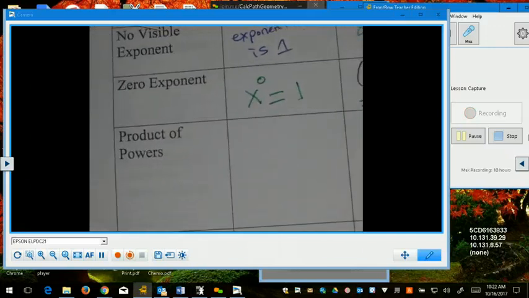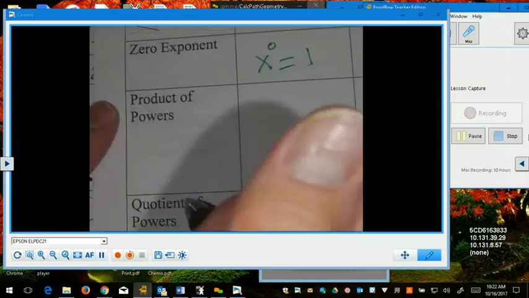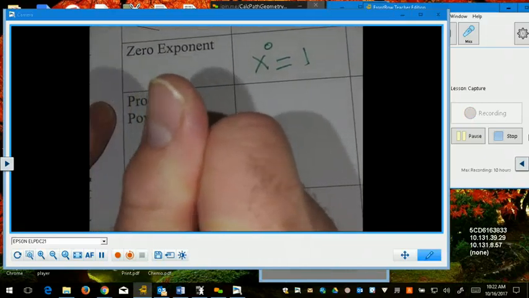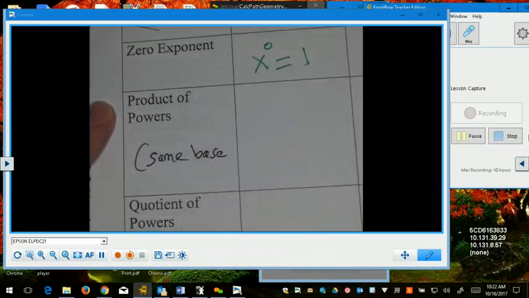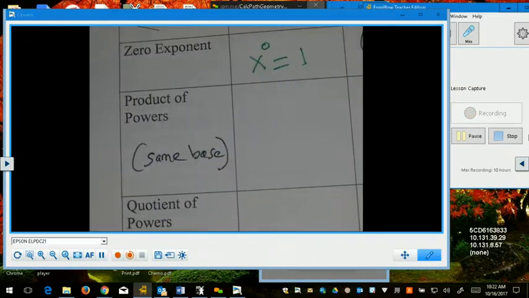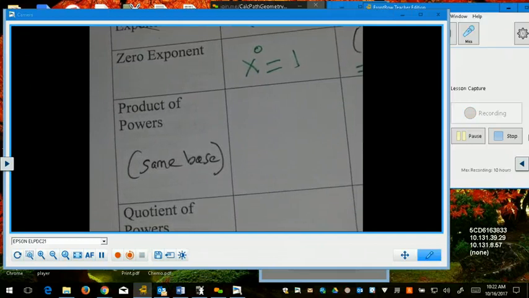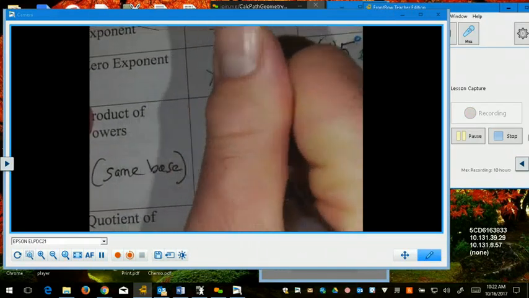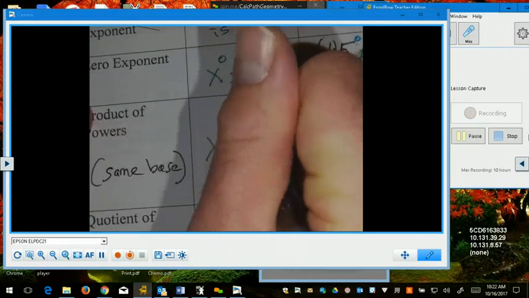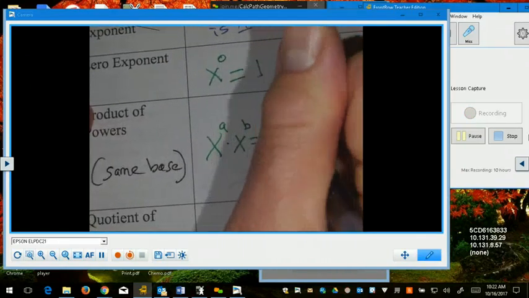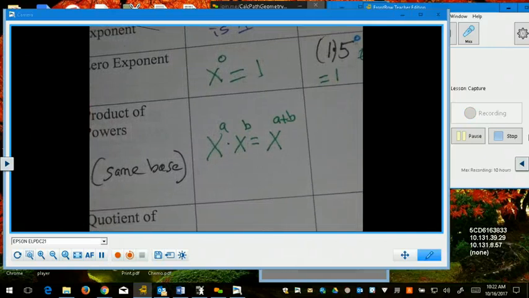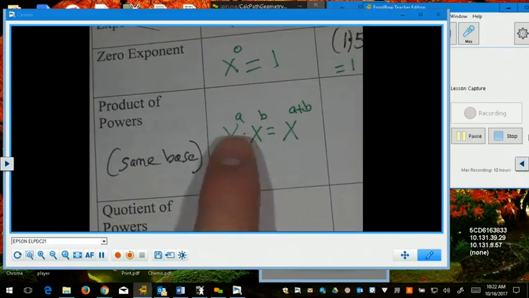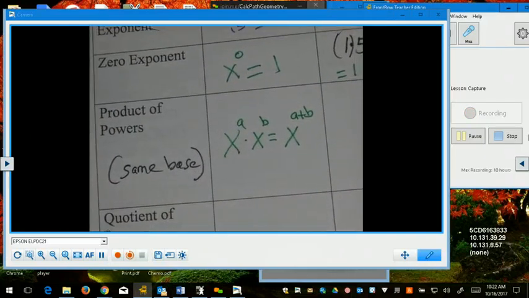So the product of powers, by the way, for all of these, they have to have the same base. So if I had 2 squared and 3 to the 5th, I couldn't do those exponents together. They'd have a base of 2 and a base of 3. They have to have the same base. X to the a times x to the b is x to the a plus b. I'm just saying, hey, you've got this many factors and this many factors, add them together.